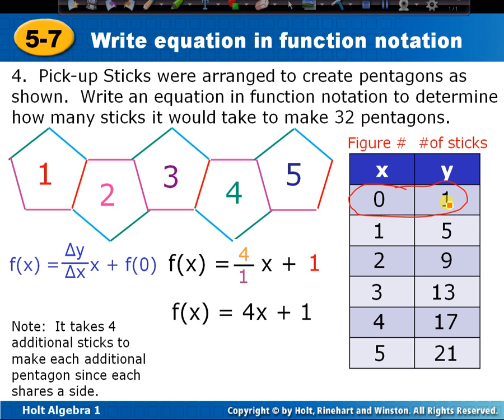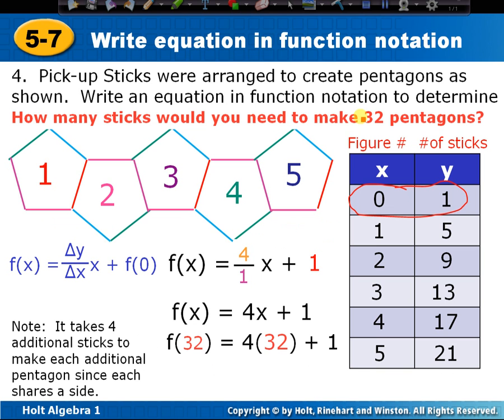The next part asks, how many sticks would it take to make 32 of these pentagons? I don't know about you, I don't want to have to draw 32 of them. So we're going to use our function. So if our figure is 32, instead of x, we're going to plug in 32. So we're going to say f of 32, and everywhere we see an x, we're plugging in 32, because we want to know how many sticks for 32 of these. So we're going to say 4 times 32 plus 1 gives us 128 plus 1, which is 129. So if we were going to make 32 of these pentagon shapes, it would take us 129 pickup sticks.